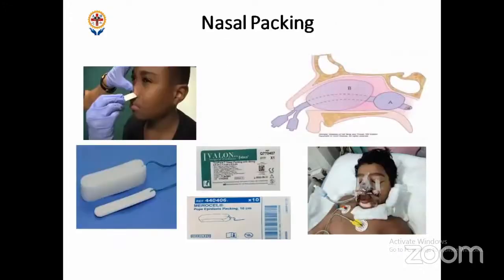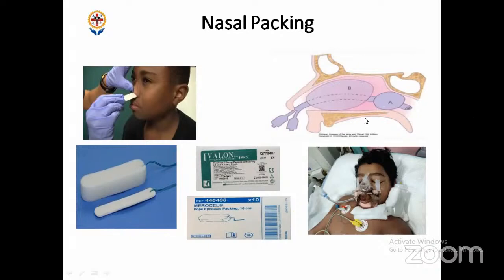So these are the simple ones. These are some molecules that can draw water and enlarge. So just insert this; this is the initial one. You can insert it into the nose like this, and with the local moisture, they can swell up like this and compress the tissue. It is easily available. It's a Medocel or Ivalon patch, easily available in the market. You can try this.